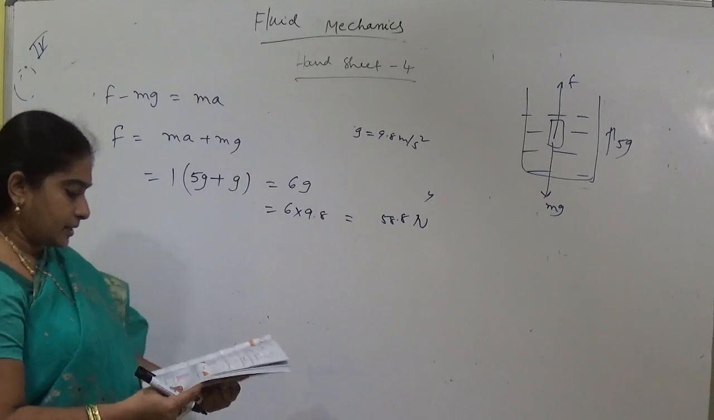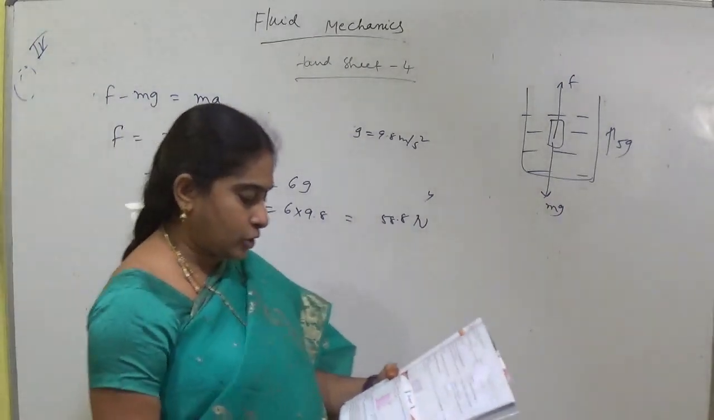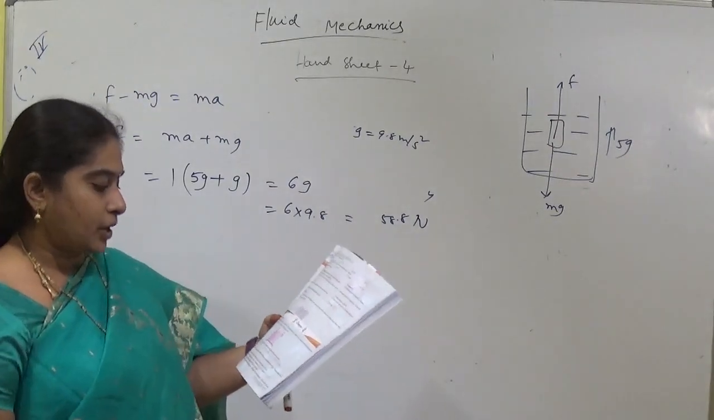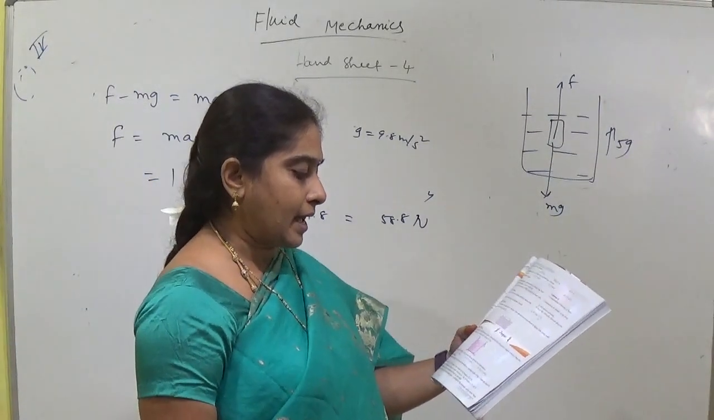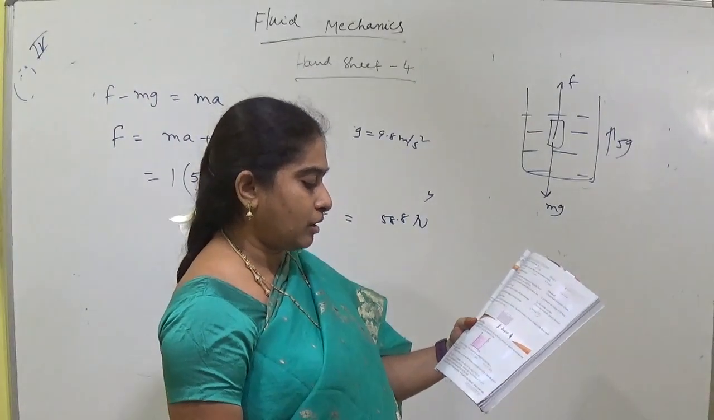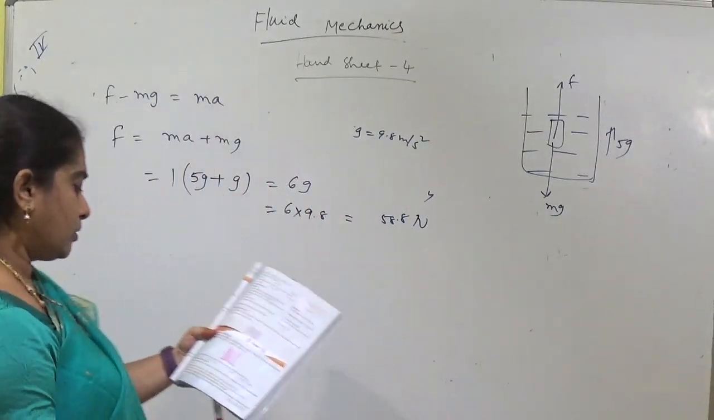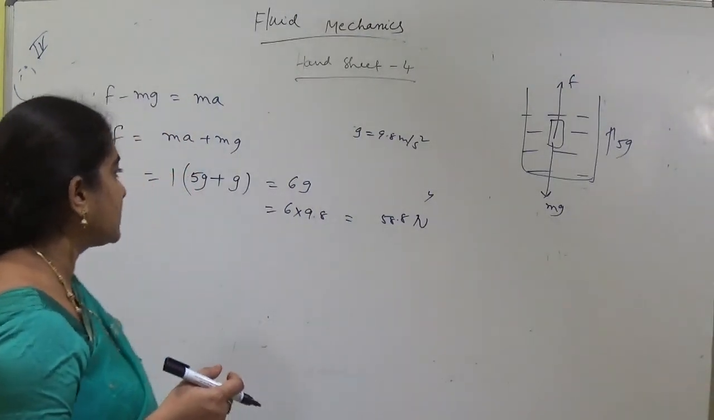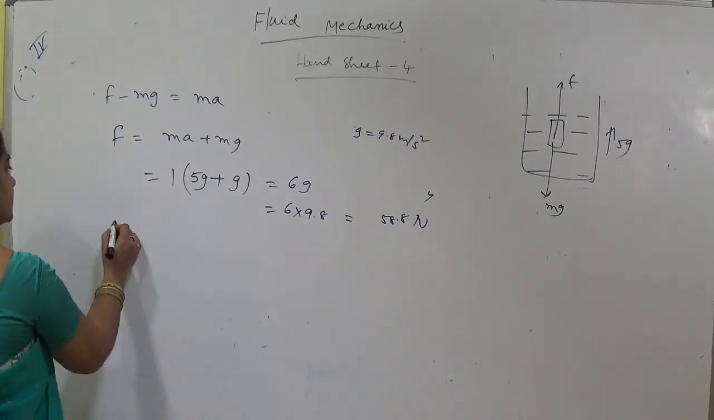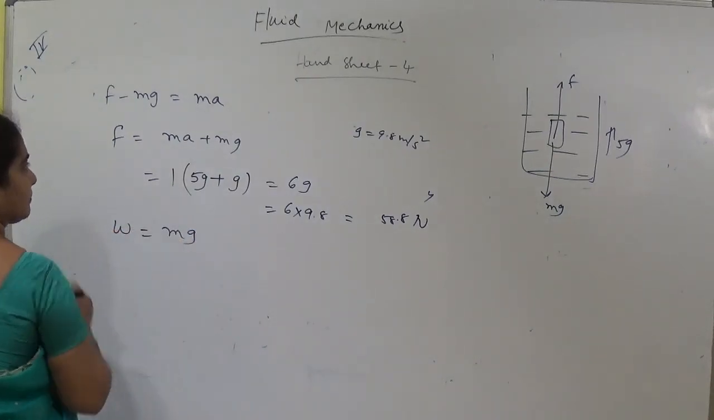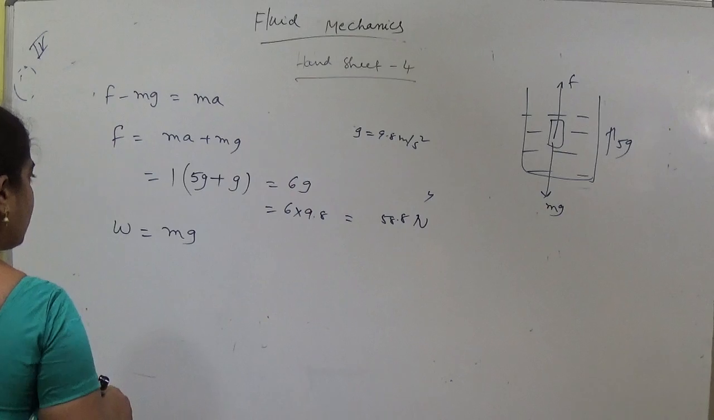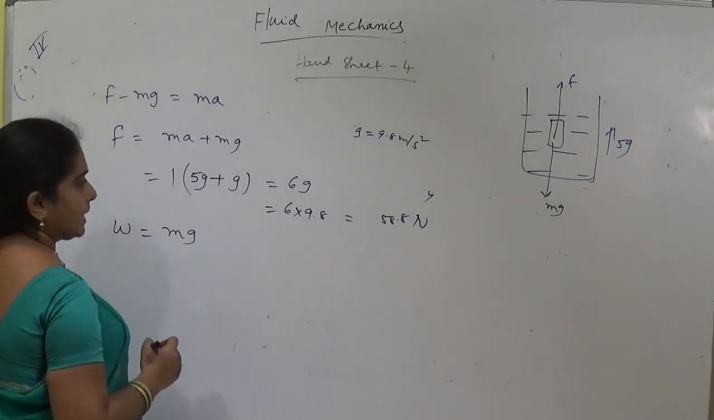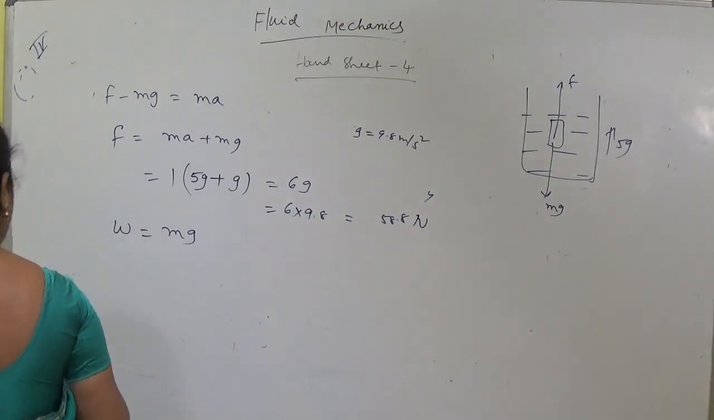Next, another choice. This is a multi-correct choice type. Next, second option: the weight of a piece of aluminium having the same volume as 1 kg of water is 25.97 Newton. If the tank is accelerated up, then the aluminium floats in this tank. So W is equal to mg. The weight of aluminium with the same volume, so W is equal to mg.